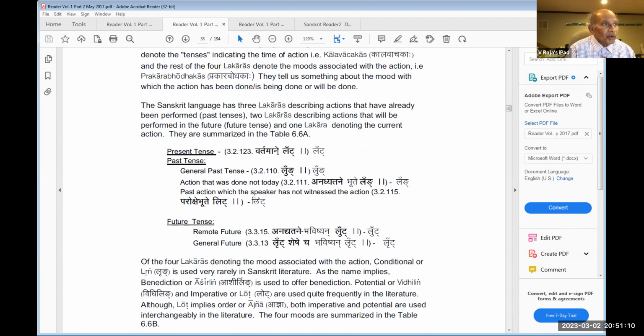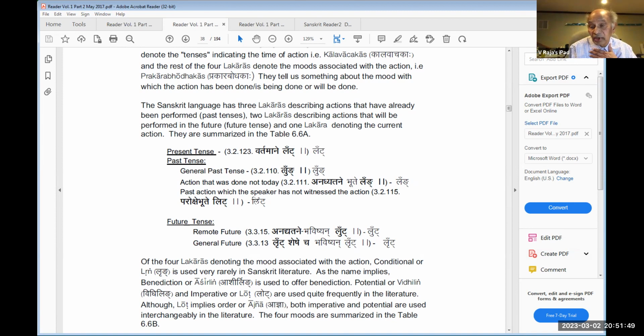Present tense is Vartamane. Vartamana is the present, used in the present tense. It is known as Lat. That Vartamana present tense, we simply say Lat. I will bring everything now in a second. There are 3 past tenses. The reason I'm going a little bit fast is we did this once. The general past is called lung.